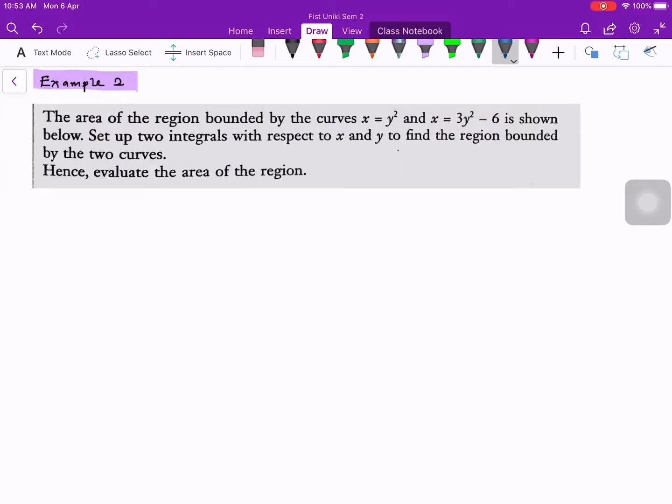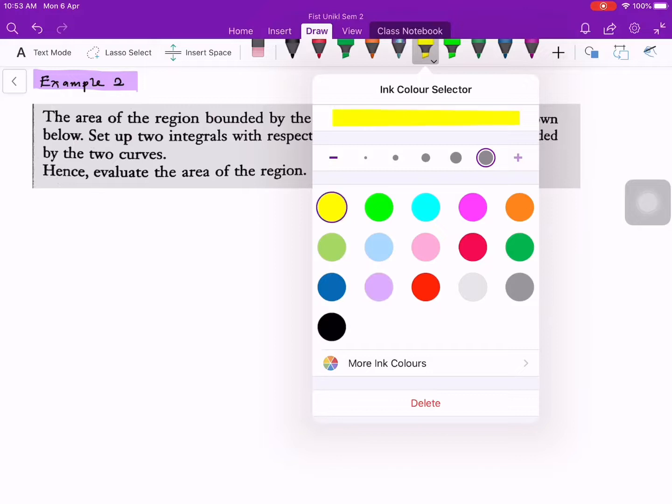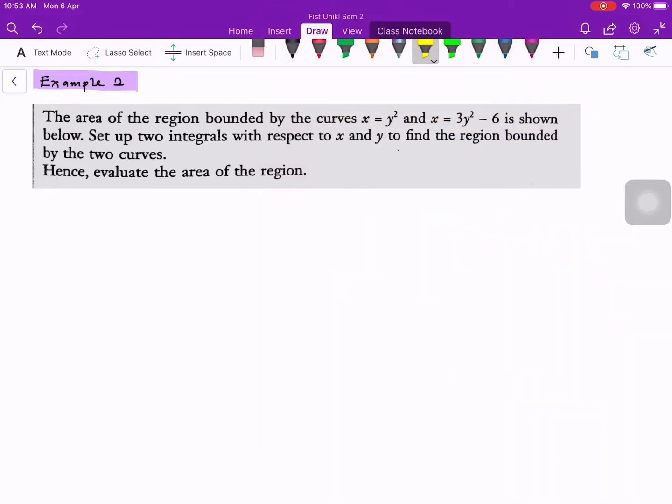Okay, so let's move to example 2. So we are still going to find the region bounded between these two curves. The area of the region bounded by the curve x equals to y squared, and x is equals to 3y squared minus 6. We're going to find the area between these two curves. This question asks us to set up two integrals with respect to x and y to find the region bounded by these two curves, hence evaluate the area of the region.